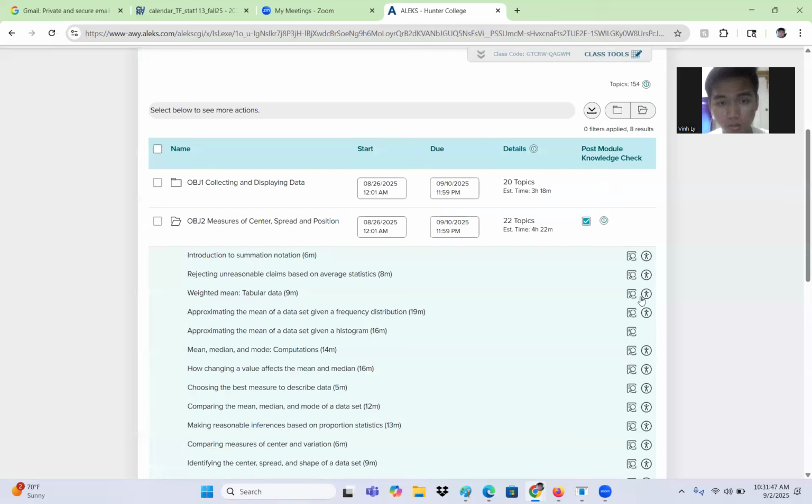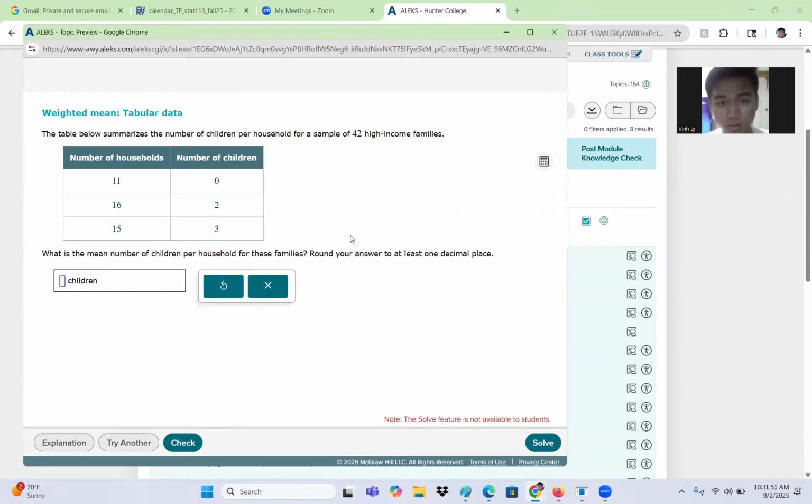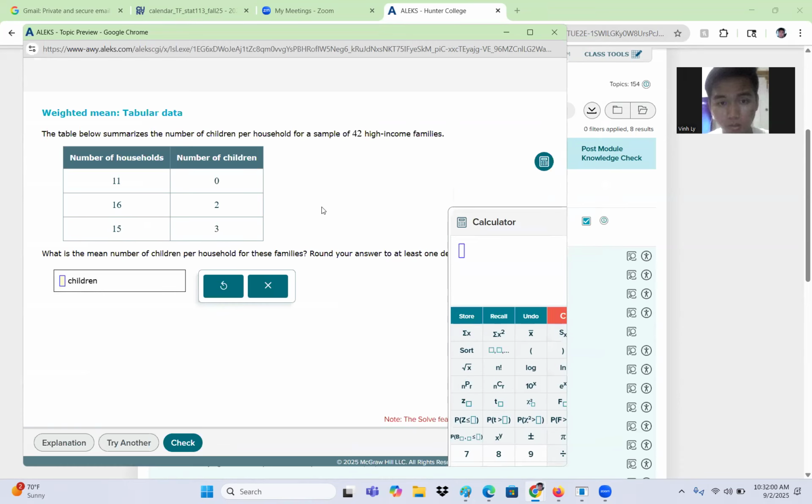All right, guys. So this is what we call the weighted average. It's very important, but you can simply use a calculator. I just posted the question right here.